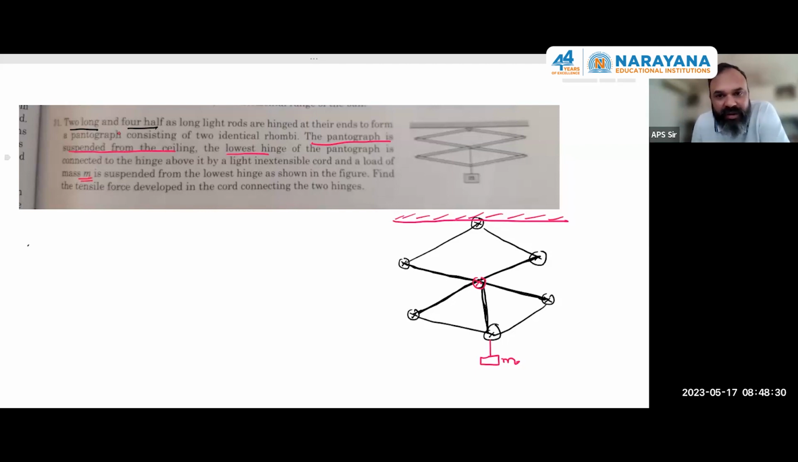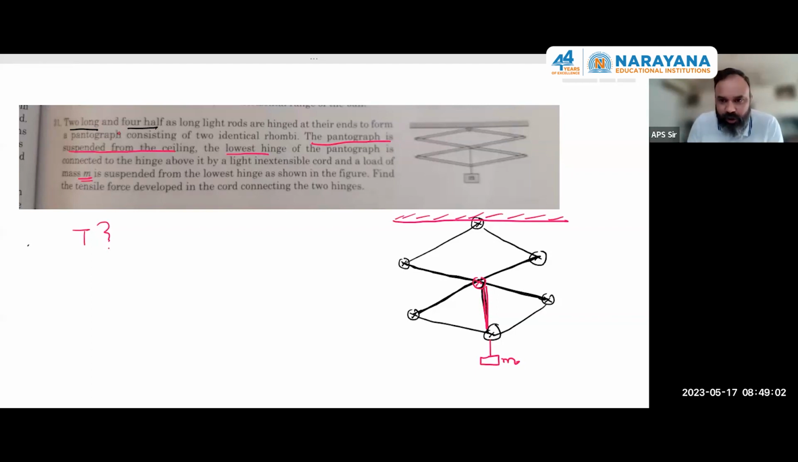The question is simple. Given everything, you need to find the tension in this thread. If there is an ideal string here, can we find the tension in this thread? So tension needs to be calculated. I understand, all of us understand, if the system is in equilibrium, the tension in the lower thread is mg. No issues with that. But what about the tension here? That was the problem.